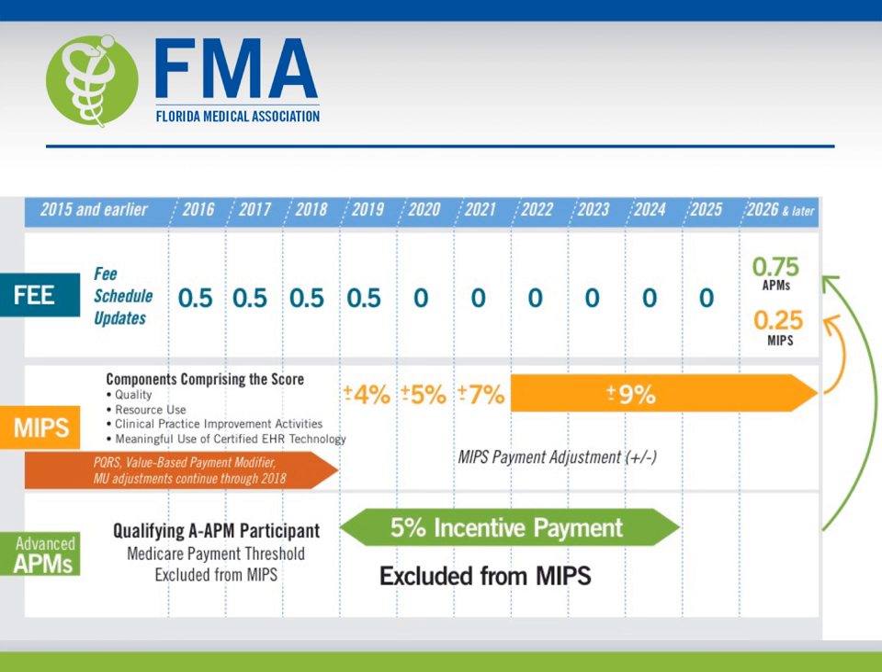Now, it's important to remember that in future years, the maximum payment updates under MIPS will increase up to 9% in 2022 and beyond. And you can see here on this slide how those payment adjustments are phased in.